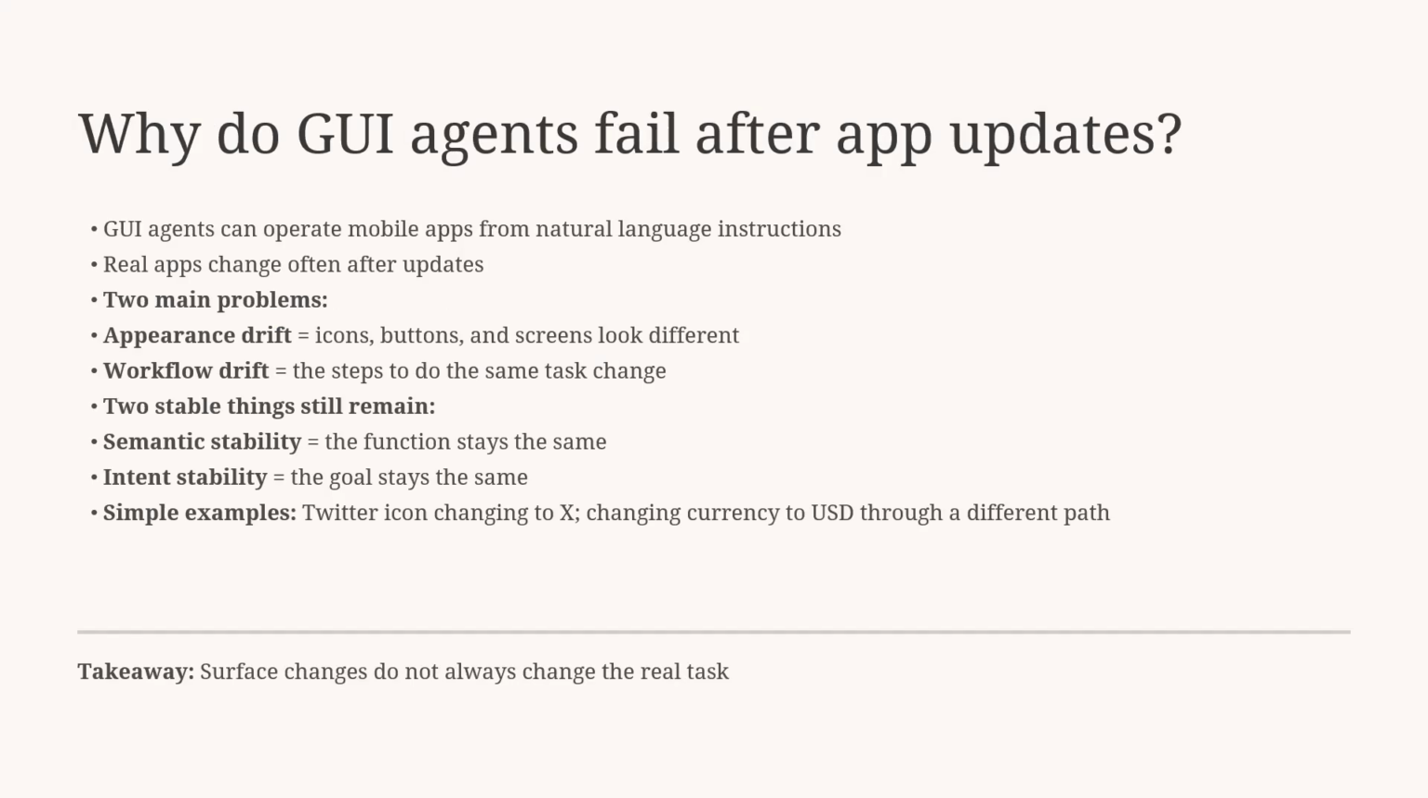So why do these agents often fail after app updates? The authors explain two major reasons. The first is appearance drift, which means the icons, buttons, and screen look different after the update. The second reason is workflow drift, which means the steps to complete the same task may change. But the two things which usually stay stable are the meaning of the interface and the goal of the user. So even if the screen changes, the real task is often still the same.